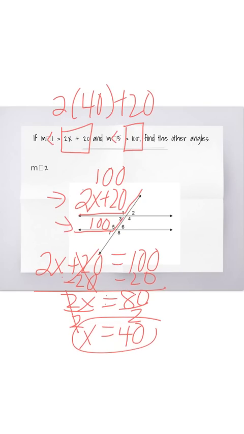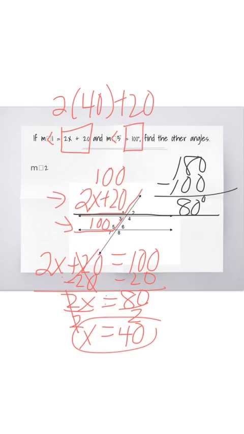Now to find the measure of angle 2, you can look at how we already know 100 degrees is angle 1, and angle 1 and angle 2 make a straight line. So a straight line is 180 degrees, and if you subtract angle 1, which is 100 degrees, you will find that angle 2 is 80 degrees.